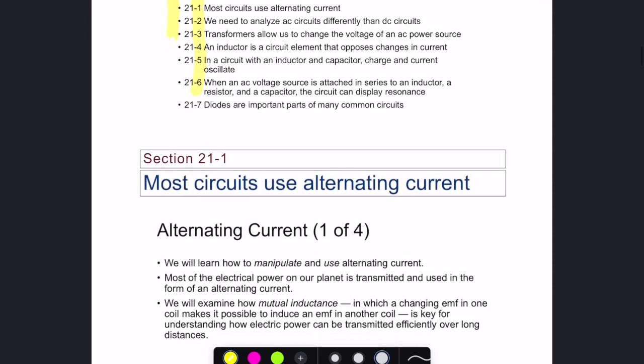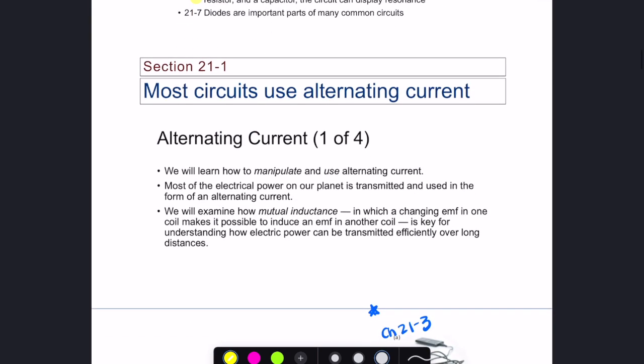So let's get started. Why do we need to know about this? Well, most circuits use alternating current. So we're going to learn how to manipulate and use alternating current. Most of the power on our planet is transmitted from one place to another in the form of alternating current.